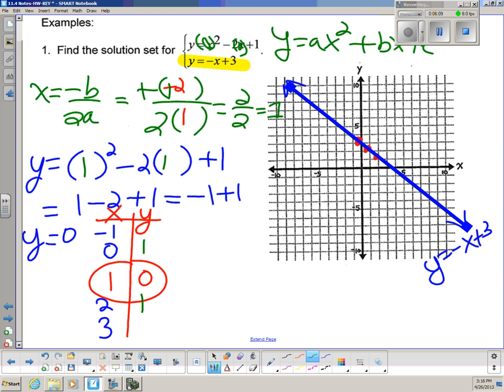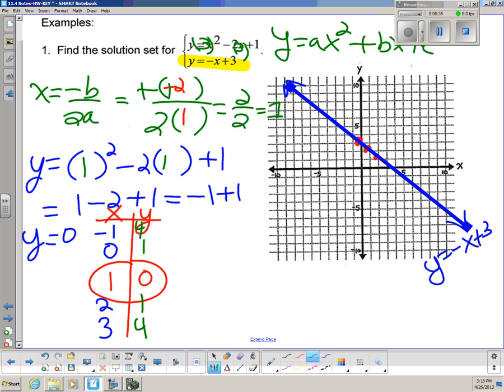If we now plug in the next one, and I'd rather plug in the positive over the negative, if I plug in 3 for my x's, 3 squared is 9, 2 times 3 is 6, 9 minus 6 is 3, 3 plus 1 is 4. Now I have those corresponding y values. So we're going to plot the parabola. The parabola is going to be the vertex at 1, 0.